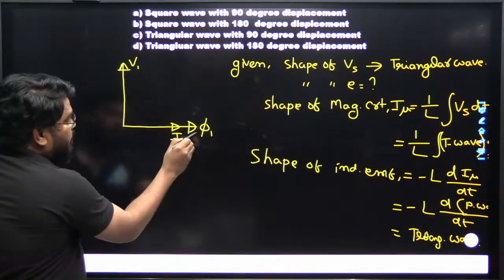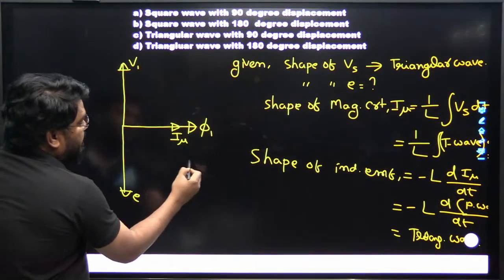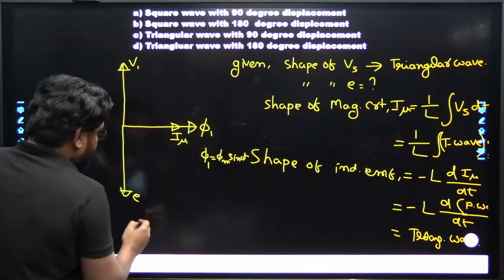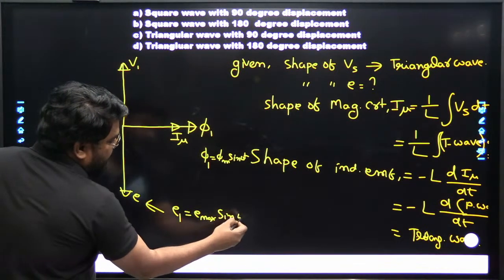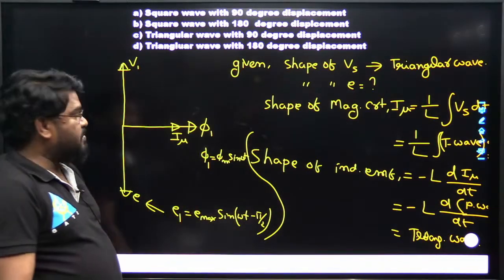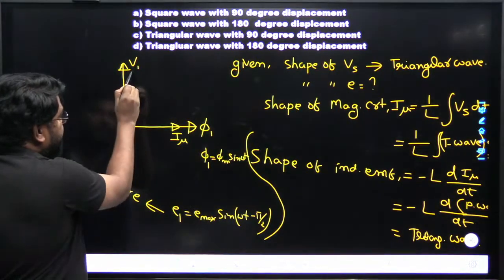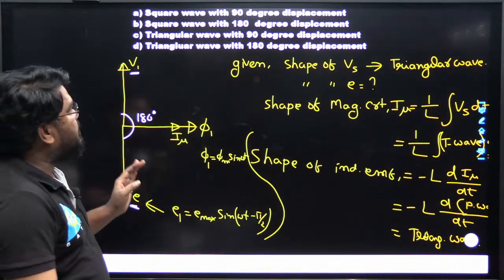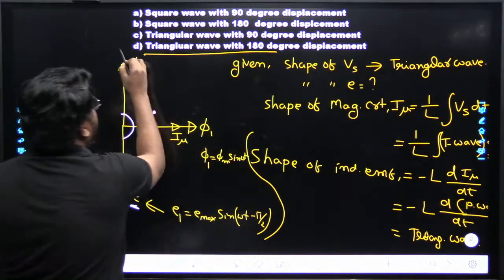Now what about the EMF? The EMF lags the flux by 90 degrees. Here phi 1 is equal to phi maximum sin omega t, so E1 is E maximum sin(omega t minus pi by 2). I will tell you this part in the next classes, with the vector diagram. But what about the phase displacement? The phase displacement between the applied voltage and the induced EMF is 180 degrees. So the answer for this question is a triangular wave with 180-degree displacement.